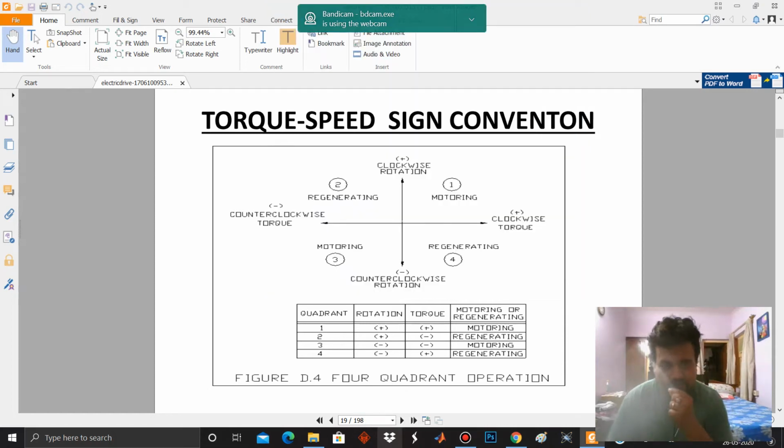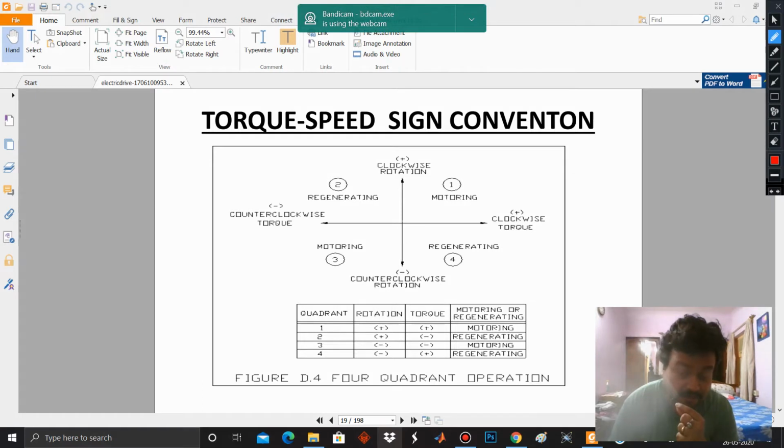Hello my dear students, today we will be discussing the torque speed characteristics, or the 4 quadrants of operation of an electric drive. So let us first understand the sign convention of the torque speed characteristics of this torque speed plane.